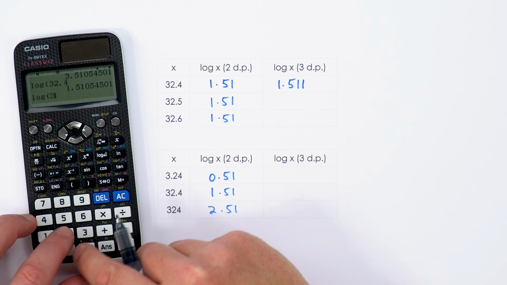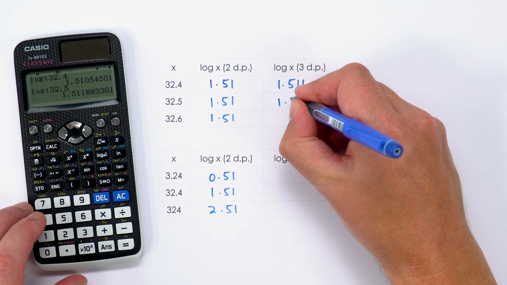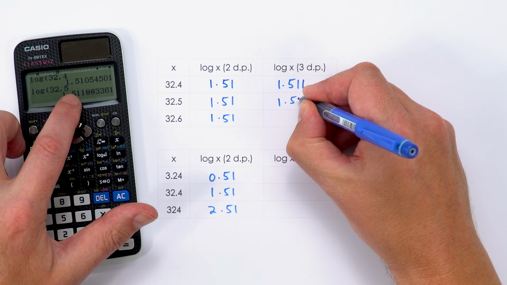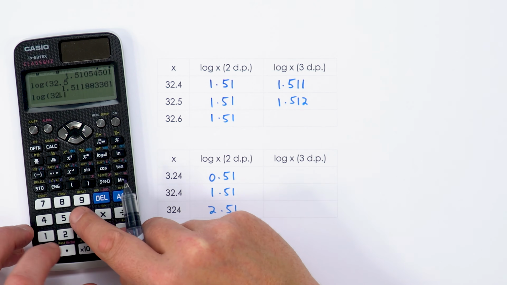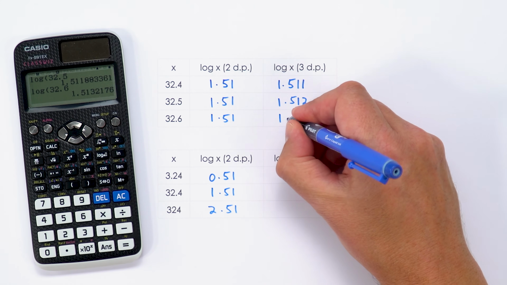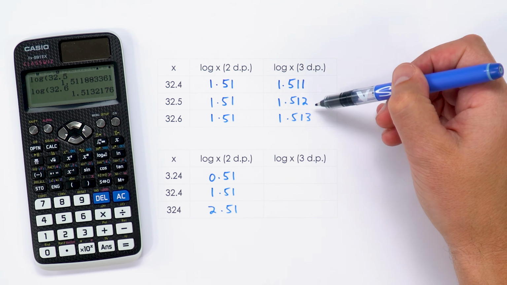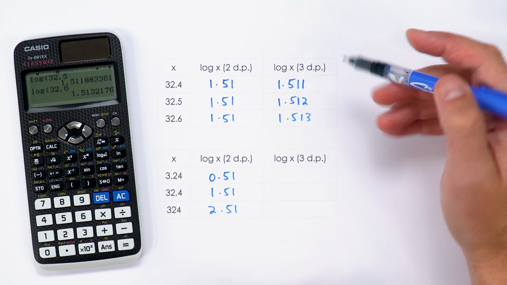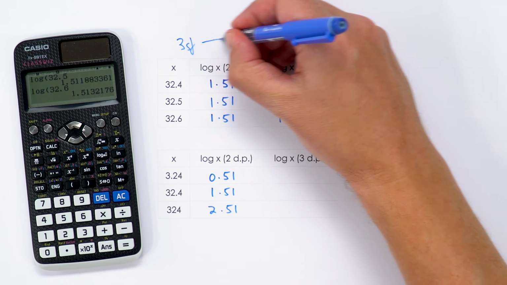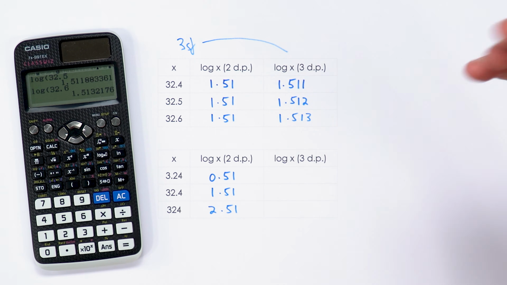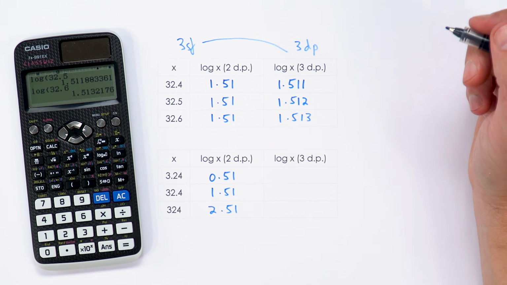When we take the log of 32.5, this is now 1.512, and the log of 32.6 is equal to 1.513. So we can see all of those are different numbers, and that's because when you've got 3 significant figures in your raw data, you should give your answer of the log of that number to 3 decimal places.